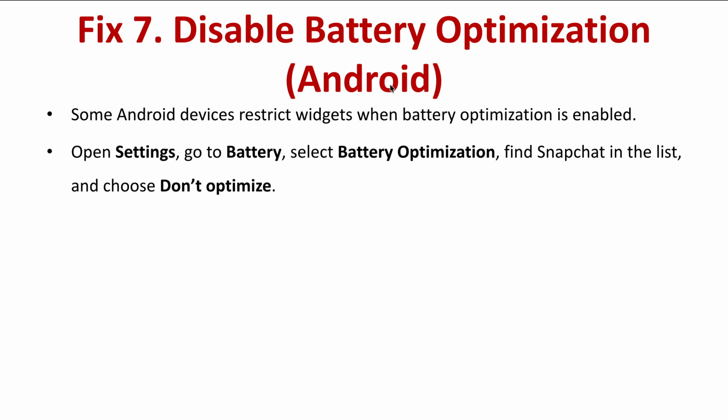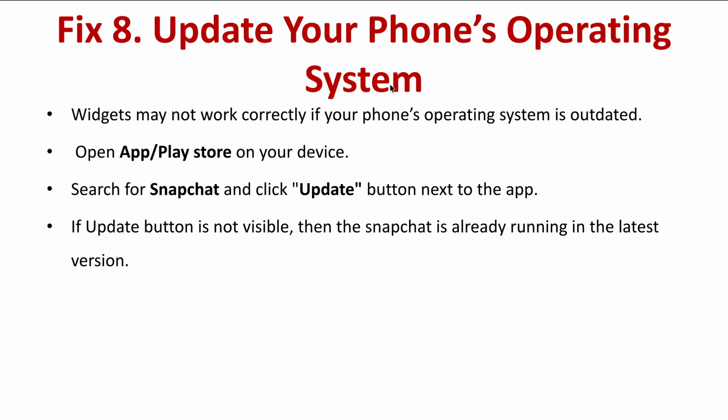So fix 7 is disable battery optimization on Android. Some Android devices restrict widgets when battery optimization is enabled. Open settings, go to battery, select battery optimization, find Snapchat in the list and choose don't optimize. So fix 8 is update your phone's operating system. Widgets may not work correctly if your phone's operating system is outdated. Open the App Store or Play Store on your device, search for Snapchat and click the update button next to the app. If the update button is not visible, then Snapchat is already running the latest version.